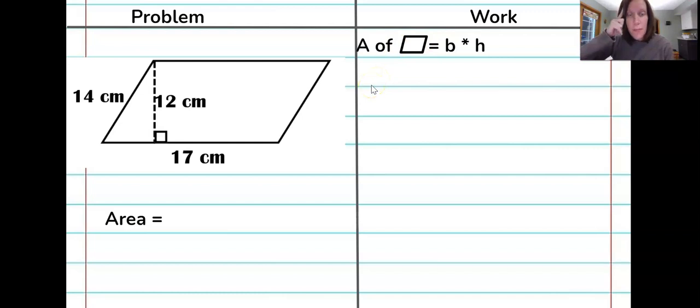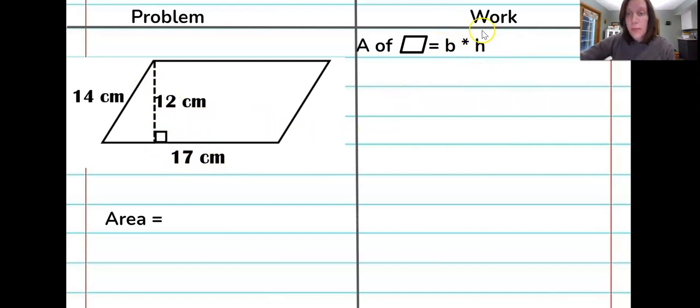And then I have to remember that base and height have to be perpendicular. So what I always do is I search for my right angle symbol. It's right here. And I look at what two lines does that touch? Well, it touches this line right here, the 17 centimeters, which is a side of our parallelogram. And it also touches this dashed line that goes to the opposite side. That means the 17 centimeters is our base and the 12 centimeters is our height.